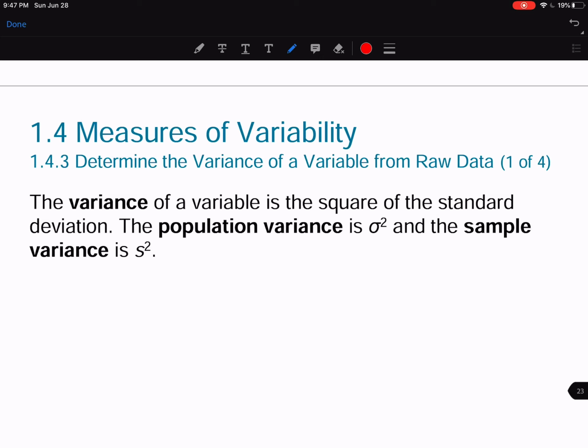Now, after standard deviation, let's take a look at the variance. The variance of a variable is the square of the standard deviation. So basically, if you want to find the variance, you have to find the standard deviation first, and the square of the standard deviation will give the variance. Of course, sigma squared, which is the square of the population standard deviation, gives us the population variance, and the square of the sample standard deviation gives us the sample variance.